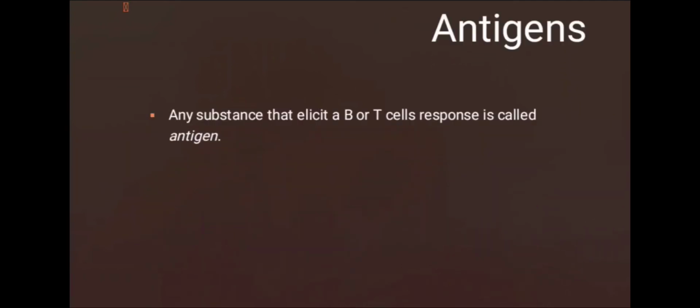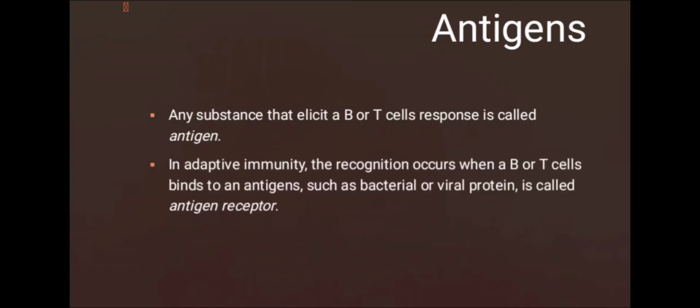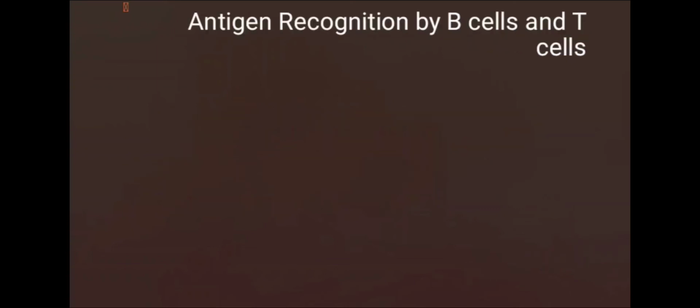Antigens. Any substance that elicits a B or T cell response is called an antigen. Antigens are usually large foreign molecules, either proteins or polysaccharides. In adaptive immunity, recognition occurs when a B or T cell binds to an antigen, such as a bacterial or viral protein, through a receptor called the antigen receptor. Antigen recognition by B and T cells.